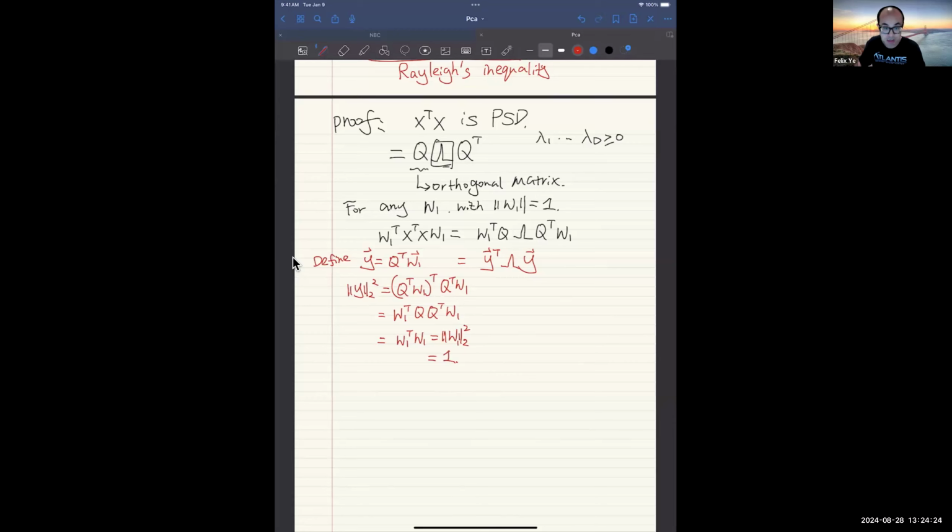So this whole optimization becomes equivalent, as we want to find the argmax of y transpose lambda y, where y is a unit vector here. But the beauty of everything is that this lambda here is a diagonal matrix.